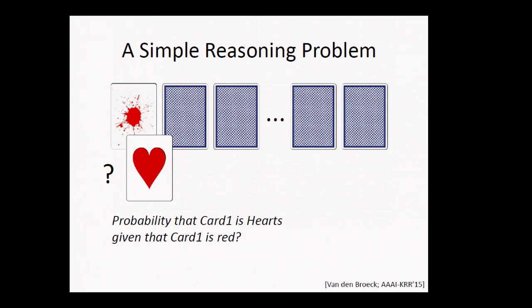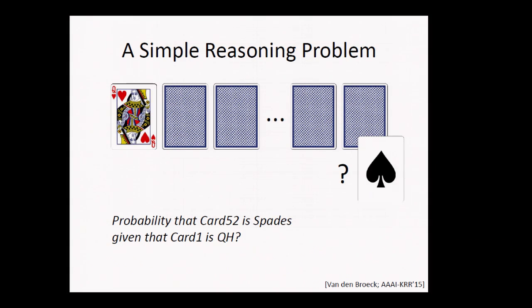Okay, a conditional probability, really hard. What's the probability that the first card is hearts if you caught a glimpse of the card and the dealer did a bad job and you see that actually it has the red color? Yeah, 1/2. And this is the hardest one I could come up with. What is the probability that the last card is spades if the first one is the queen of hearts? 13 out of 51, right?